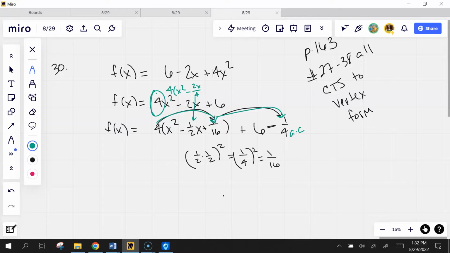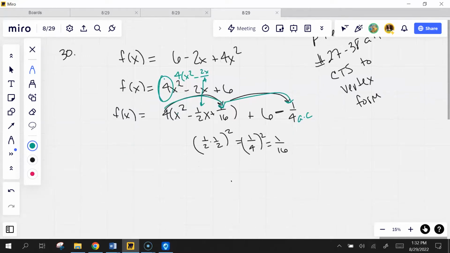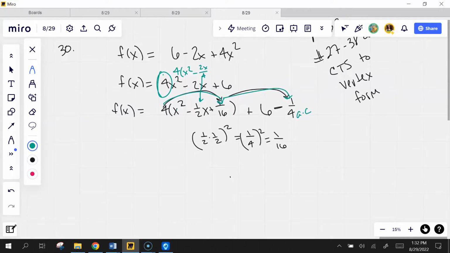The ones with the coefficients and the fractions are hurting us, aren't they? Yeah, that's where we're stumbling around.